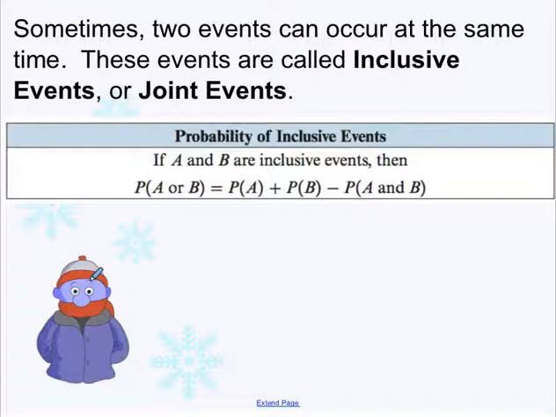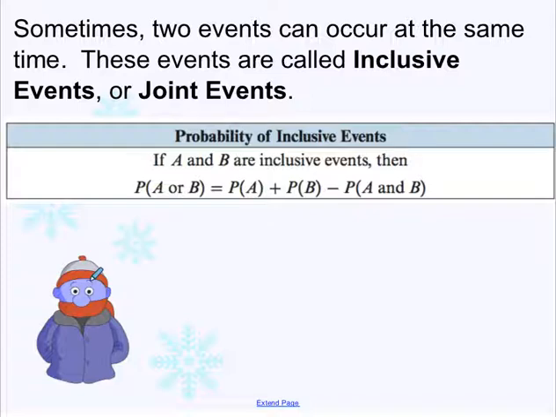The probability of A or B is equal to the probability of A plus the probability of B. But since they're inclusive, there is some overlap, and we need to get rid of that extra that we have. So we are going to subtract the probability of A and B.